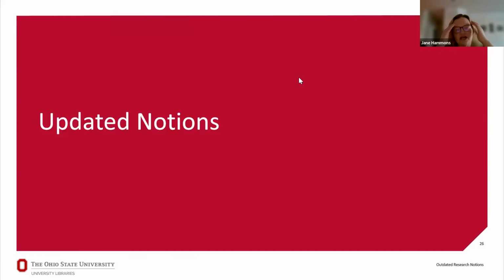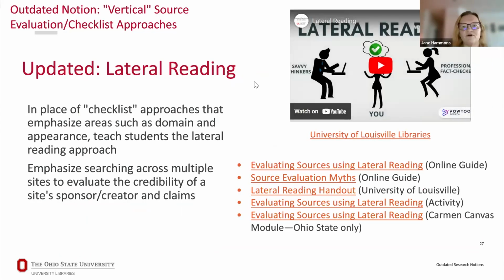All right. So we wanted to share really quickly some updated notions, taking some of the ones we've been talking about and thinking about how we might approach teaching them. We talked about the checklist approach to source evaluation. In place of that, we recommend the lateral reading approach. Some folks were sharing in the chat about SIFT, which is a similar, connected idea. But the idea is that students are not evaluating sources by looking deeply at the source itself. Instead, they are going out and looking at other information.